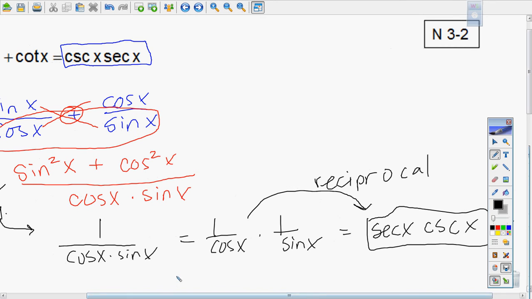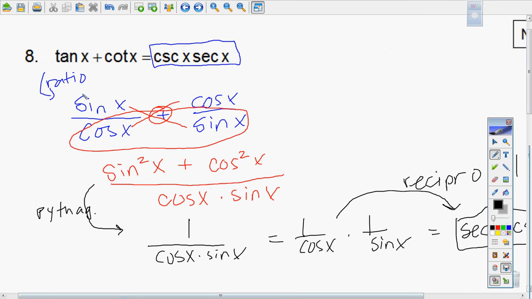So let's talk about what we did here. We first chose to use the ratio identity, and that gave us sine x over cosine x plus cosine over sine x. Our denominators weren't the same, so we crossed and multiplied essentially to find a common denominator. And we end up with sine squared x plus cosine squared x over cosine x times sine x. We then used the Pythagorean identity to condense our numerator down to 1. And then we wrote our expression as two separate expressions.